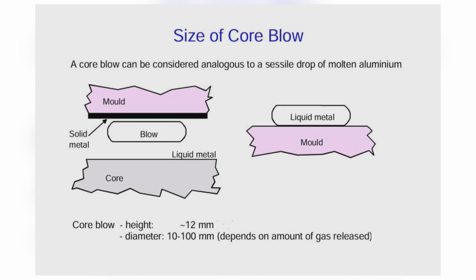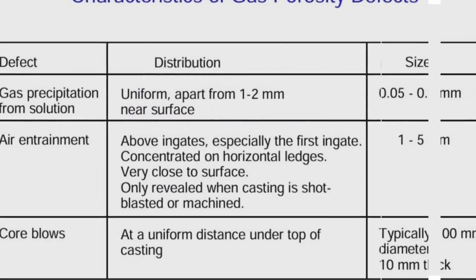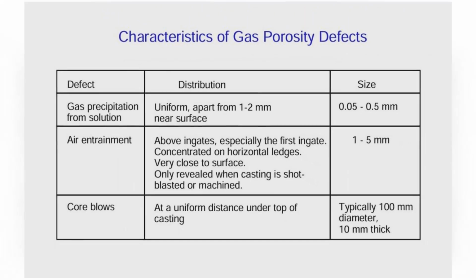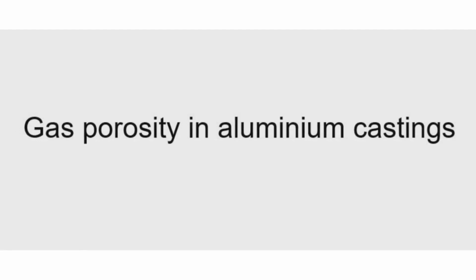This table summarizes the various gas defects and emphasizes that they differ significantly in distribution and size. It is most important to bear such differences in mind when trying to diagnose defects in castings, because clearly the remedies will be very different in each case.